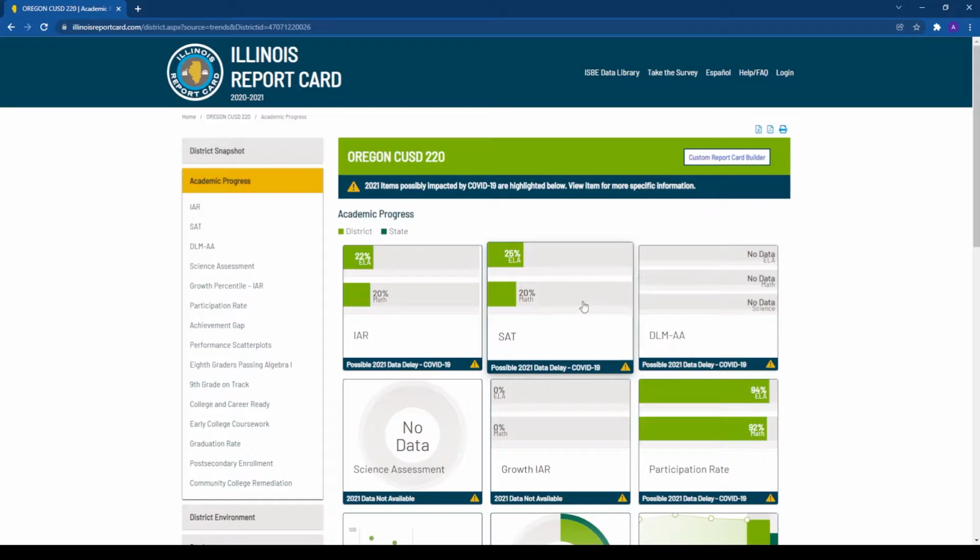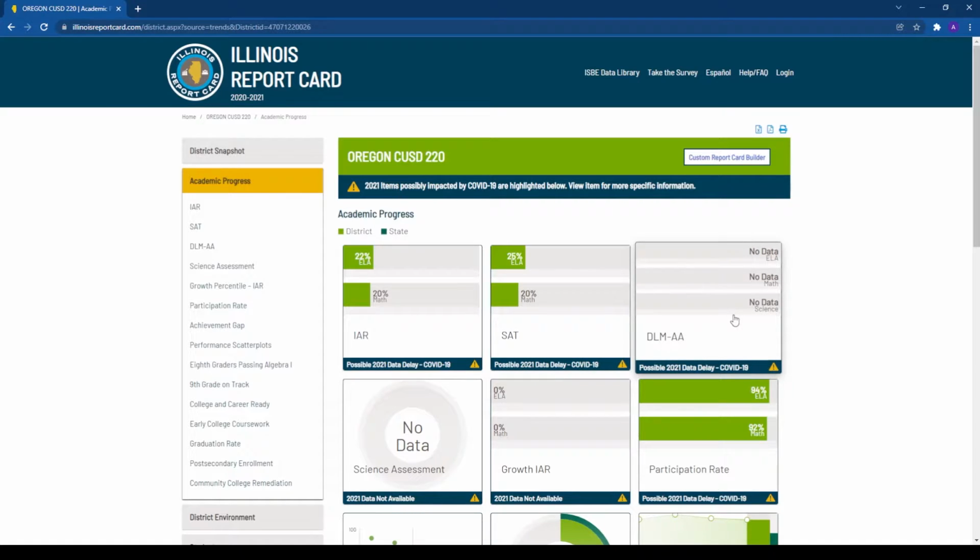This shows the percentage of 11th graders scoring at each of the performance levels on the SAT. Here you have the DLM. This is the Dynamic Learning Maps assessment, and this is given to students with a cognitive disability. In this case, you see no data because anytime there's less than 10 students, the information is hidden. That way you can't quickly identify who those students are within a district.